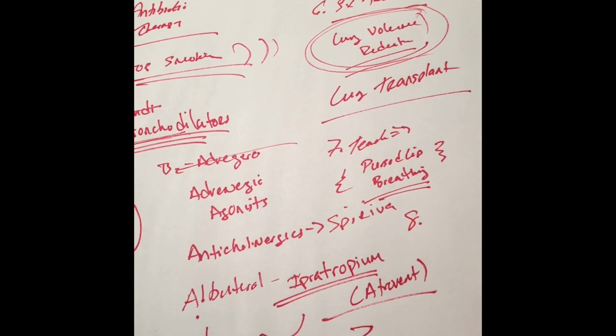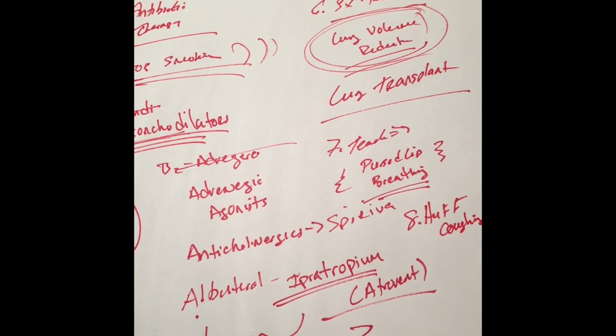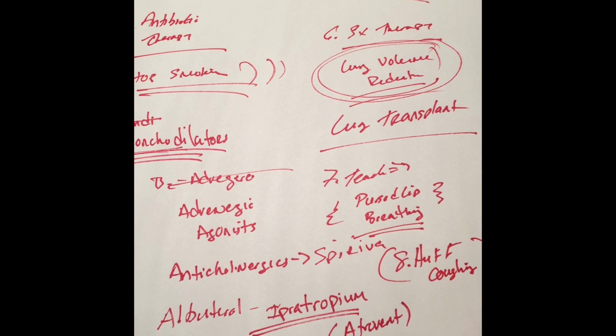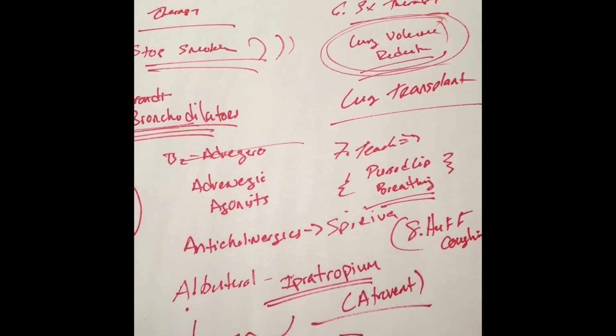Number 8, you will instruct them to perform something called huff coughing. Again, this will be used to help rid the chest of those secretions. Okay, so this is done in an attempt to clear secretions. You can also perform something like chest physiotherapy. Again, this is done to mobilize those secretions.